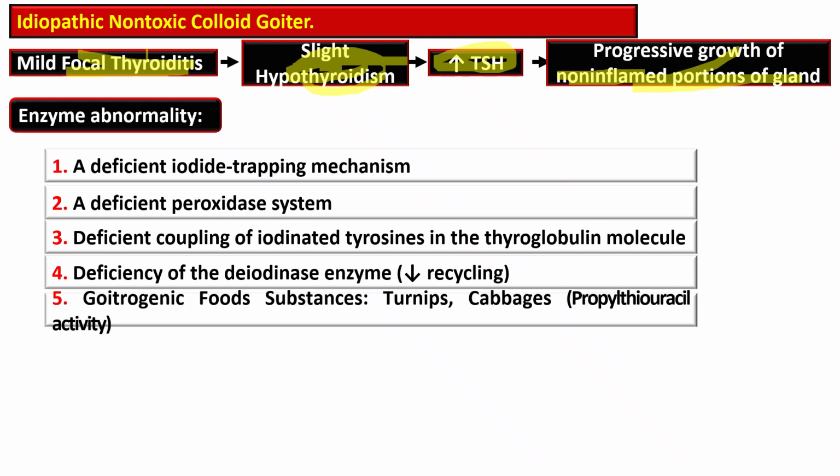Then there are some goitrogenic foods, certain compounds that mimic antithyroid drugs, for example propylthiouracil, found in certain turnips and cabbage varieties. These block the hormone formation, which leads to increased TSH and enlargement of the gland. So the gland is often nodular due to simultaneous growth and destruction of the different tissue regions.